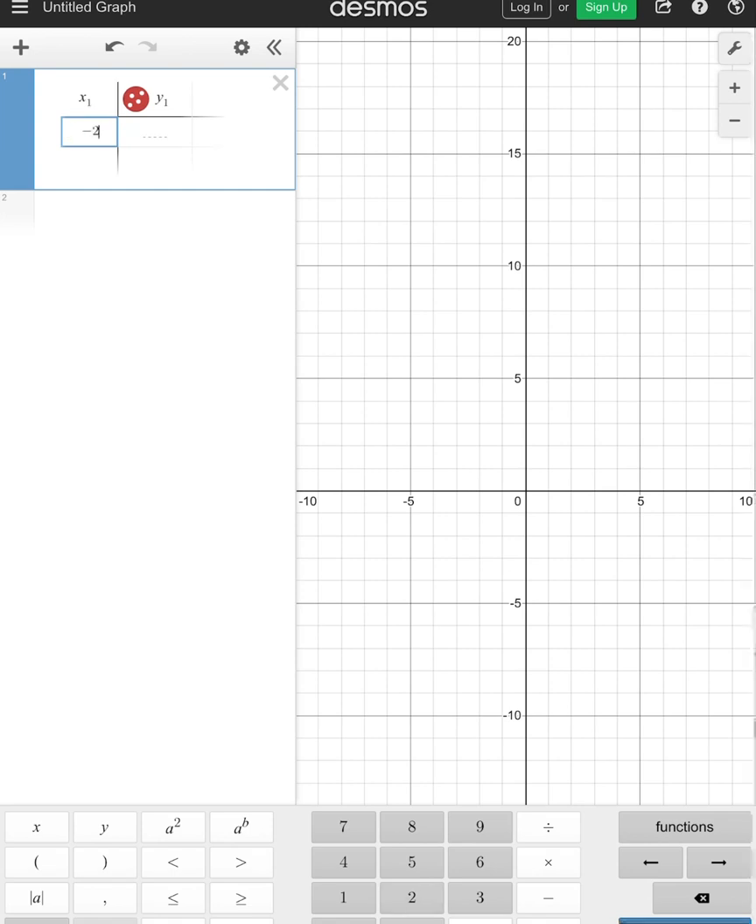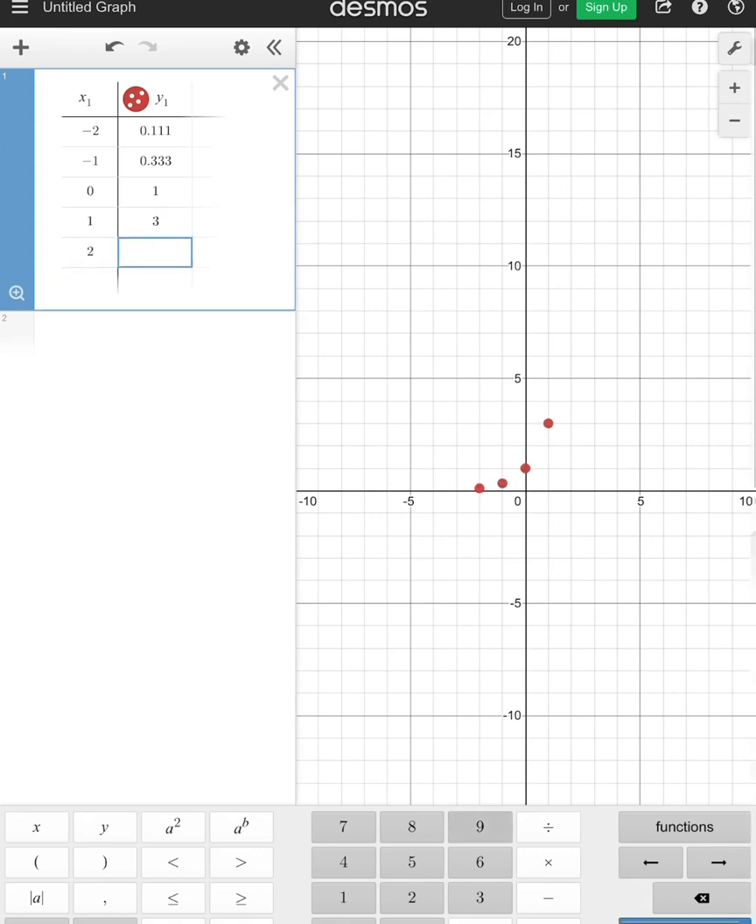So the first one was negative 2, 0.111, and then you just hit enter and go to the next one. The next one was negative 1, 0.333, hit enter, and it'll add a new line for you. The next one is 0, 1, enter, 1, 3, and you might have to use your mouse to help you get around, and then 2, 9.